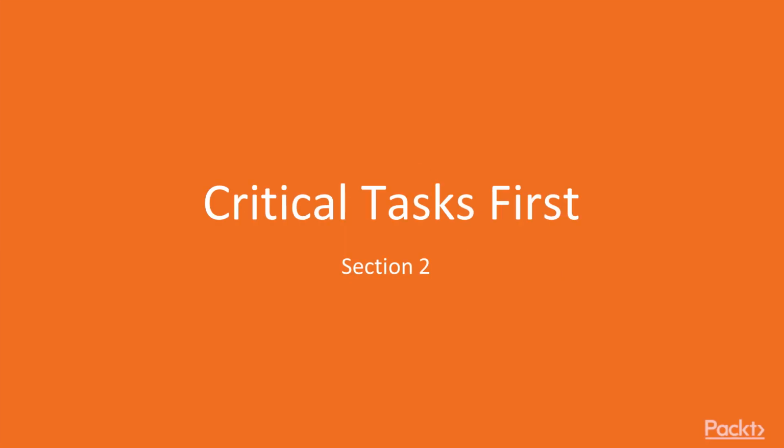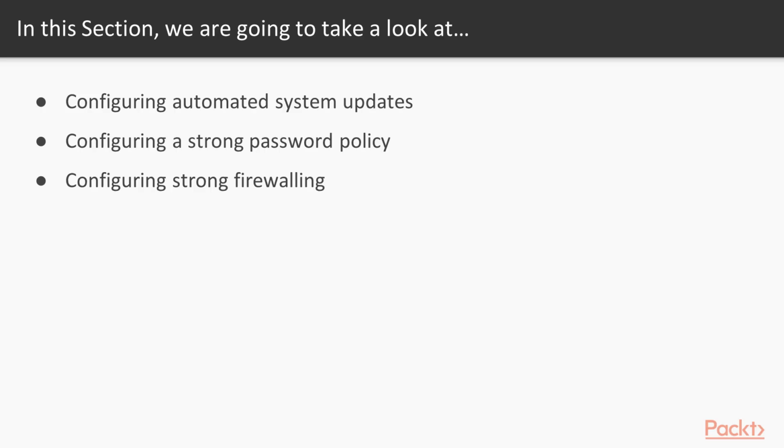Hello and welcome to our second section, Critical Tasks First. In this section we're going to take a look at how to configure automated system updates, how to configure a strong password policy or even get rid of passwords, and how to configure a strong firewall. All these things I recommend for all systems. It doesn't matter if it's a test system which has no valuable data or a highly critical security system. These three items should be done for every single server and Linux workstation you have under your control.